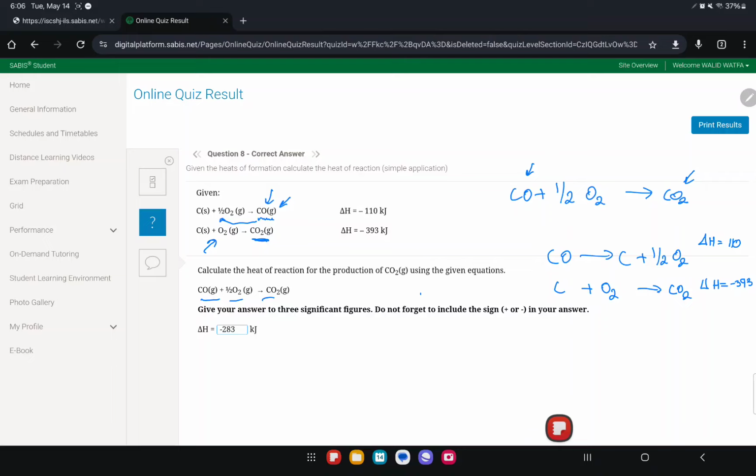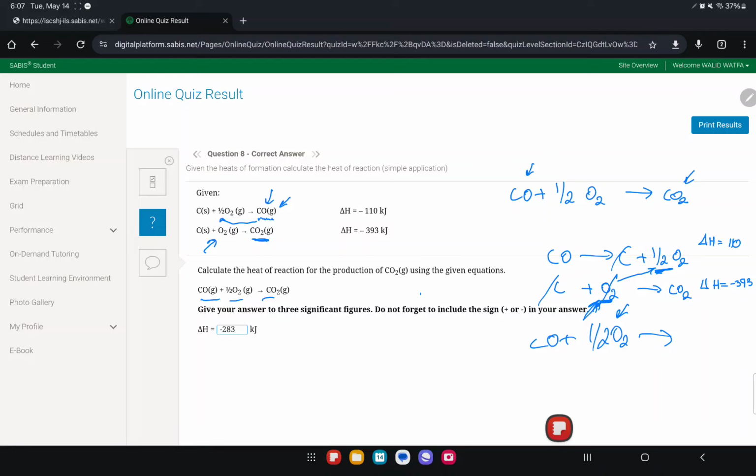Sorry, that's why this one's a bit easier. So now we can just cancel C with C. O2 minus half O2 gets me half O2. And you put it on the left side. You always put it on the left side if the one on the left is bigger. This is 1, this is 0.5. 1 minus 0.5 is 0.5. It's positive, so just keep it on the left side.